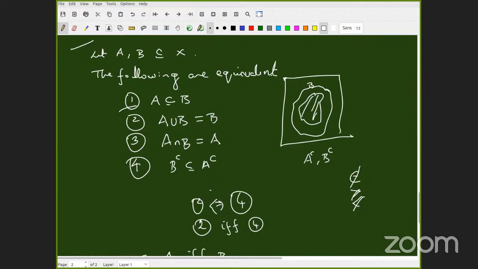Excellent. Okay, I'm clearing the feedback. Okay, I'm giving 20 seconds time. How many of you can now prove 3 implies 1?